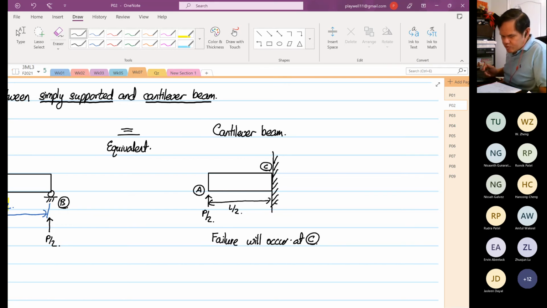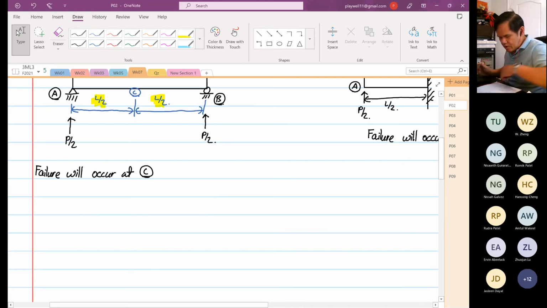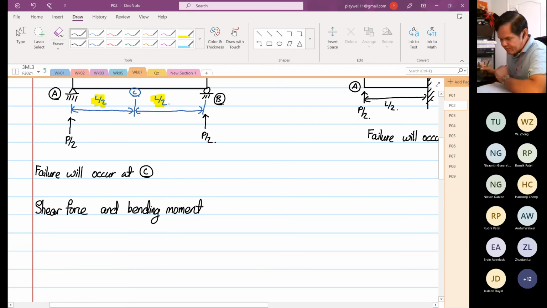So now, if we were to draw the shear force and bending moment, not draw, but we're going to come up with the shear force and bending moment equation first. Don't worry about this yet. I have not taught you this yet, but it's not that difficult.